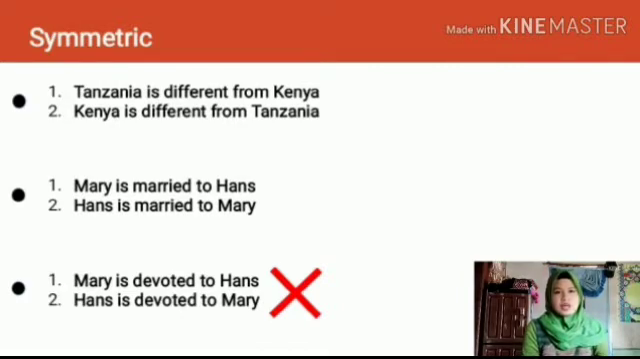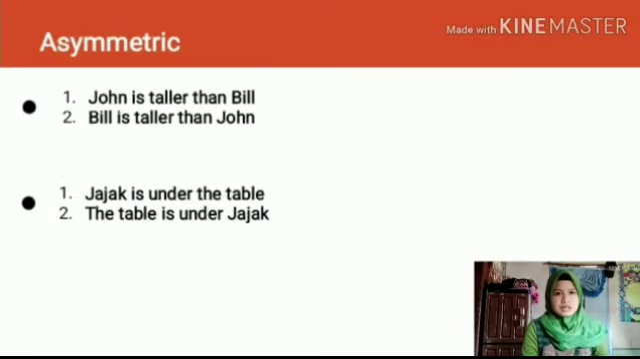Okay, we are moving to asymmetric. Asymmetric is the opposite of symmetric. Asymmetric: given a 2-place predicate P, if the sentence x P y is contradictory with y P x, then P is asymmetric.